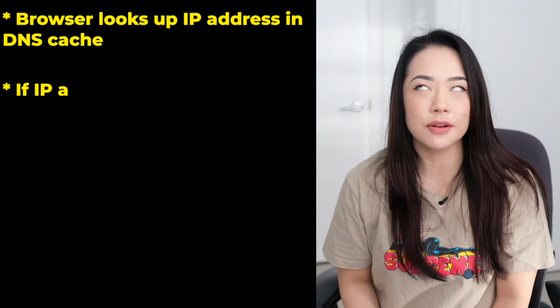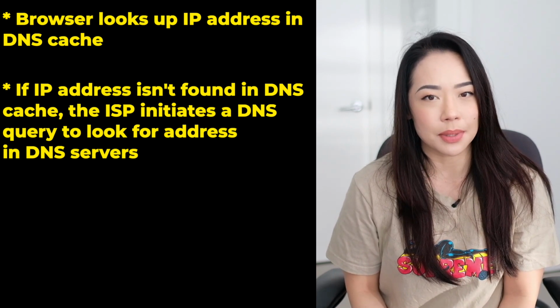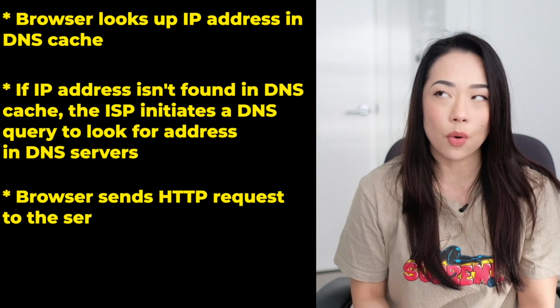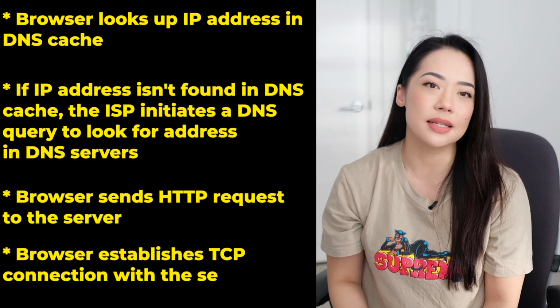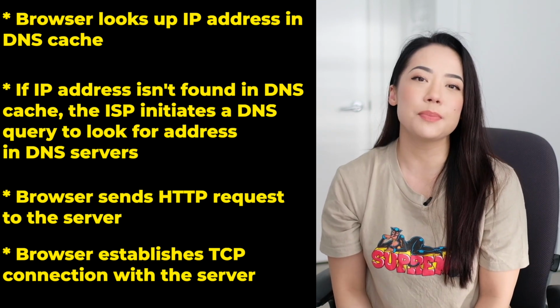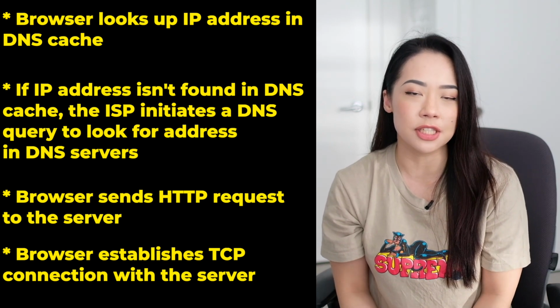The browser first searches for the IP address of the URL in the browser DNS cache. If it doesn't find it in the DNS cache, it looks for it in the operating system cache. If it doesn't find it there, finally the browser goes and makes a request to the internet to look for the IP address. Once it has the IP address, it establishes what's called a TCP connection with the server. TCP is a standard that allows browsers to communicate with a server through HTTP requests.